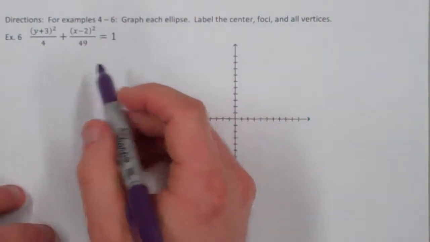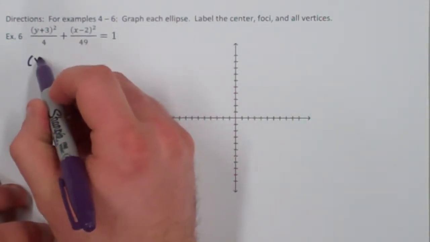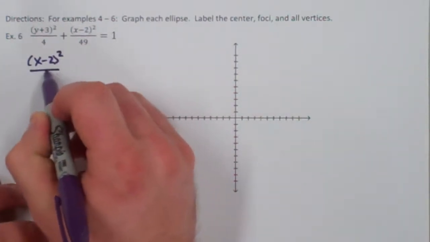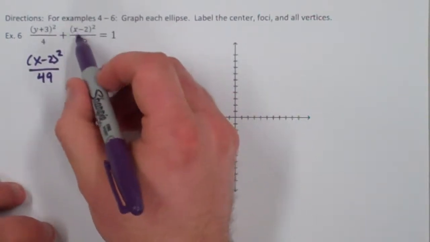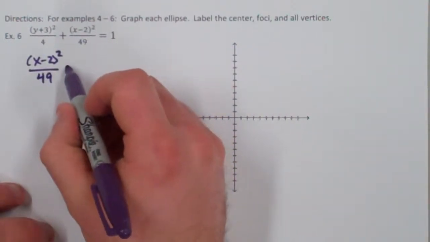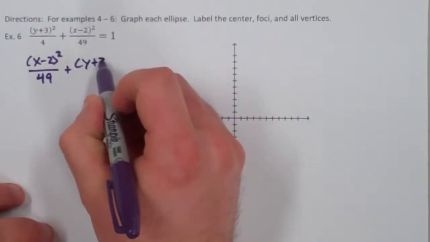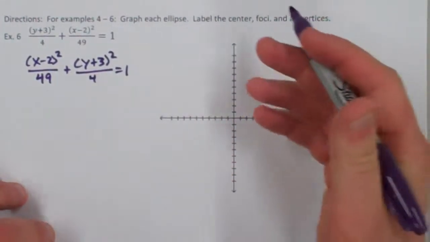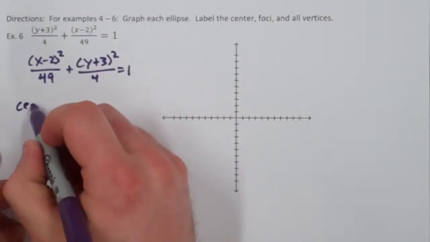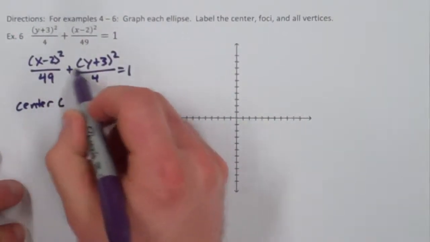If you want to, you can rewrite this as x minus 2 quantity squared over 49. Of course, this term has to stay the same. These numbers won't switch or anything. If the 49 is under the x, it'll stay under the x. And this could be y plus 3 quantity squared over 4 is equal to 1. Whichever way you look at this, the center is definitely at 2, negative 3.